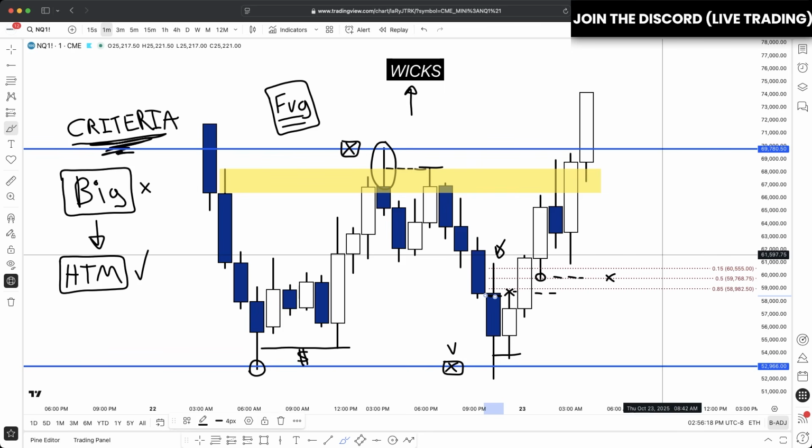Hopefully you got something out of this. Wicks are one of the most powerful things that I use, one of the most common entry techniques that I use, and you're going to really want to understand wicks in general.